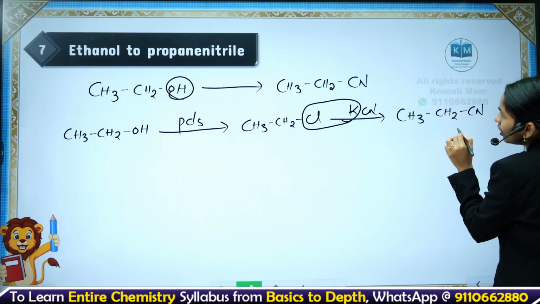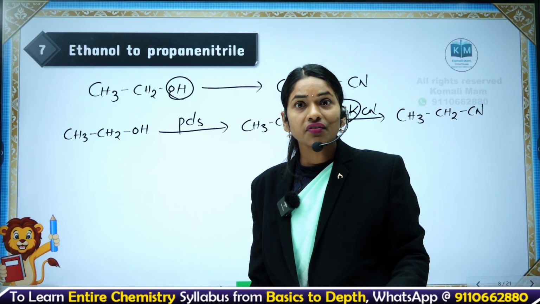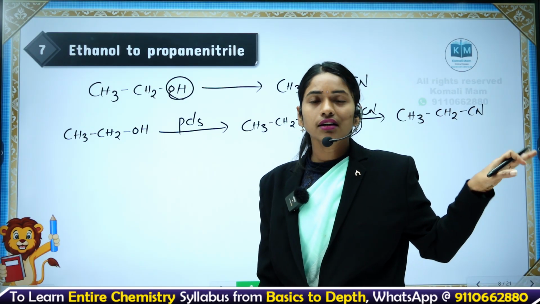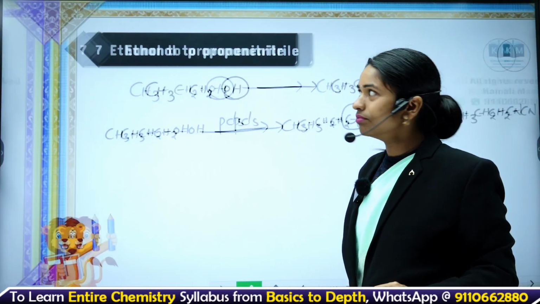If you want propanoic acid, the next step also you know. What can you do? Hydrolysis. In presence of acidic media, you do hydrolysis, then the CN group will be converted into COOH. So in such a way you can do the conversion.